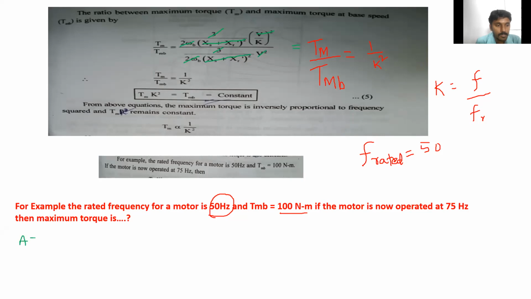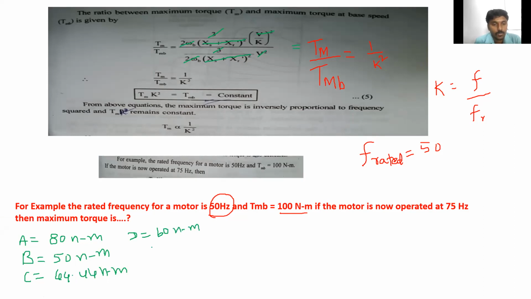Option A is equal to 80 Newton meters. Option B is equal to 50 Newton meters. Option C is equal to 44.44 Newton meters. Option D is equal to 60 Newton meters.